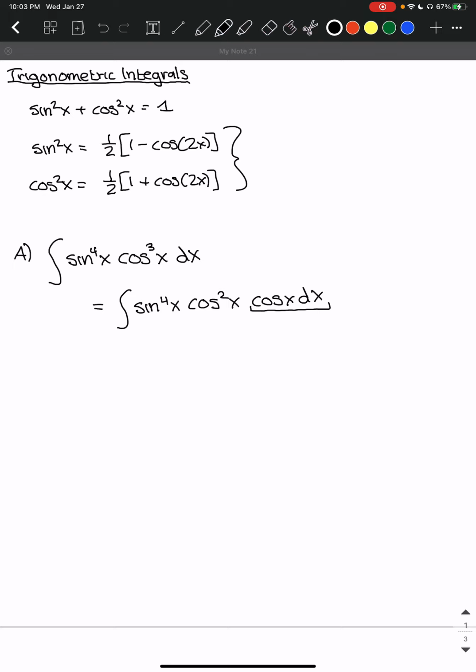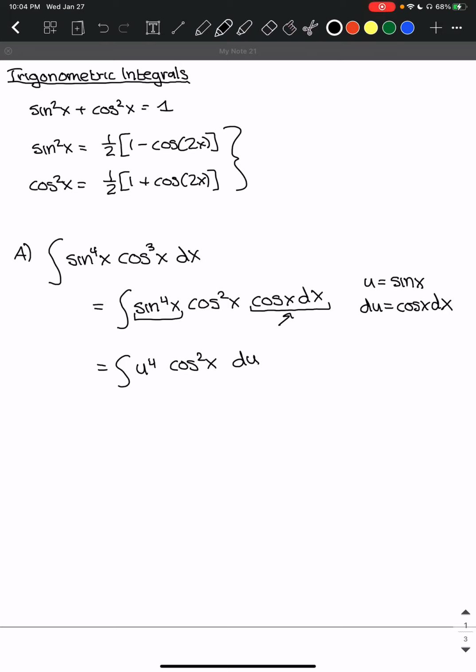So it looks pretty nice, right? I have a sine here, and I have the derivative of sine right next to it. So most people would say, okay, if I do a U substitution here, I can let u is equal to sine of x, and du is cosine of x dx. That's not bad at all, right? So what I can do is rewrite my integral. I have u to the 4th, cosine squared has to stay, and then I have du at the end.